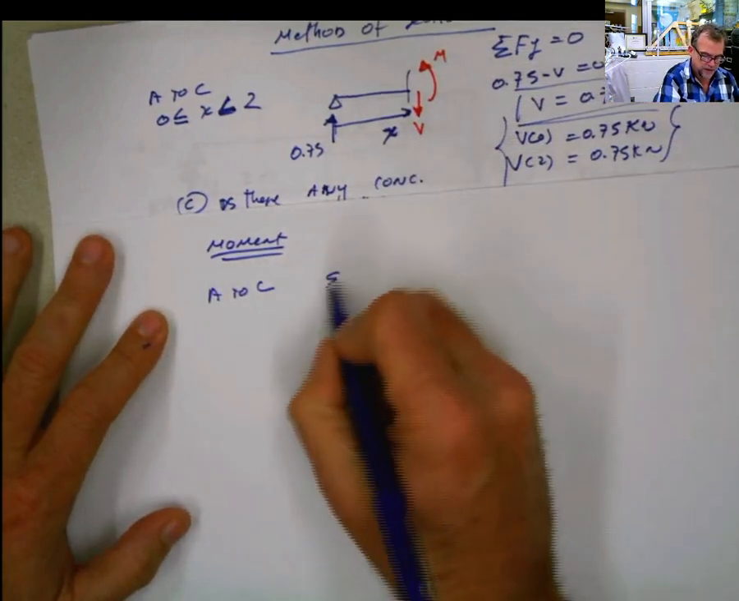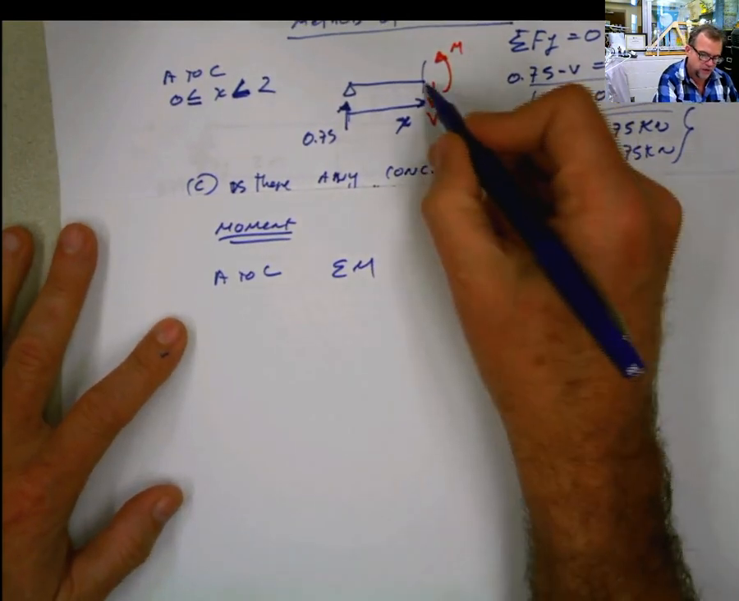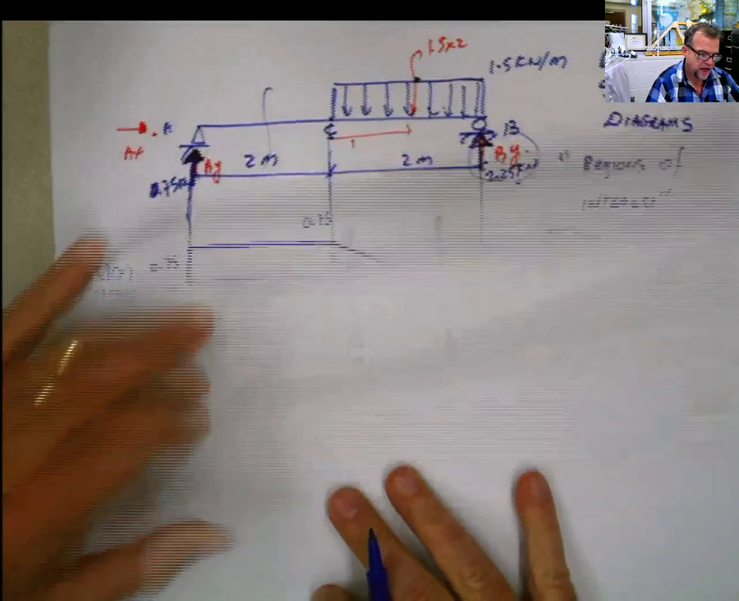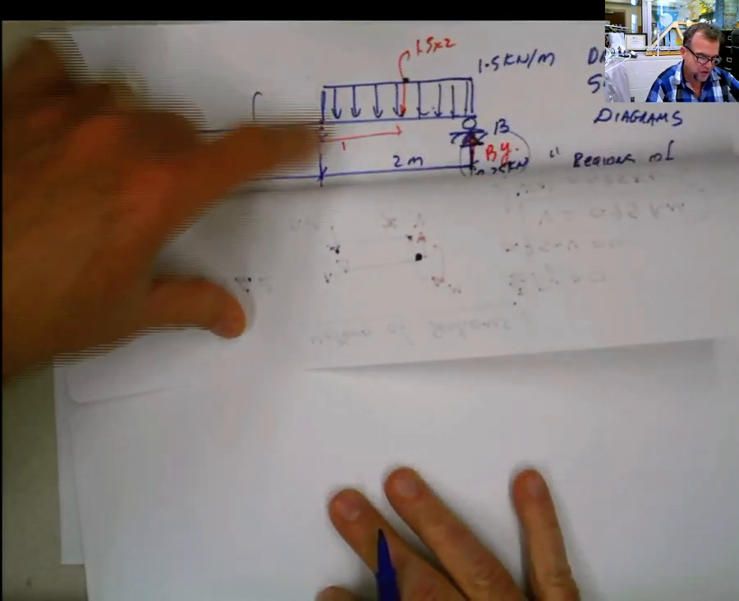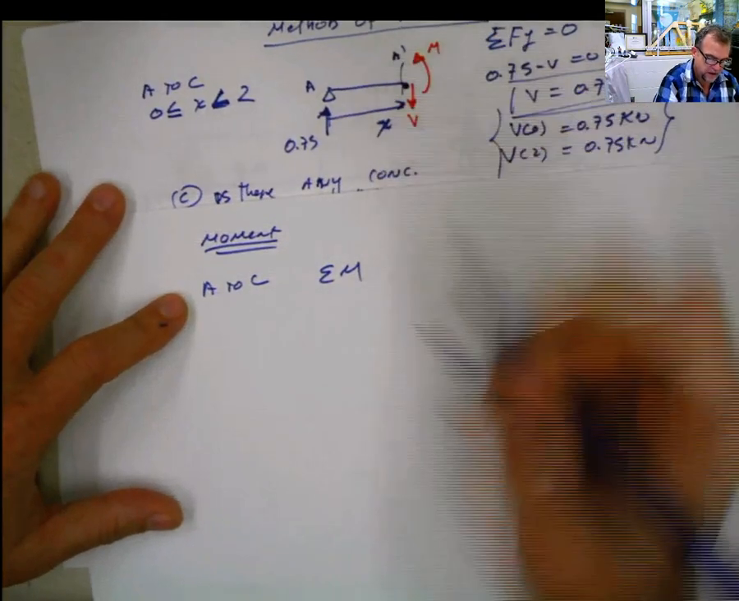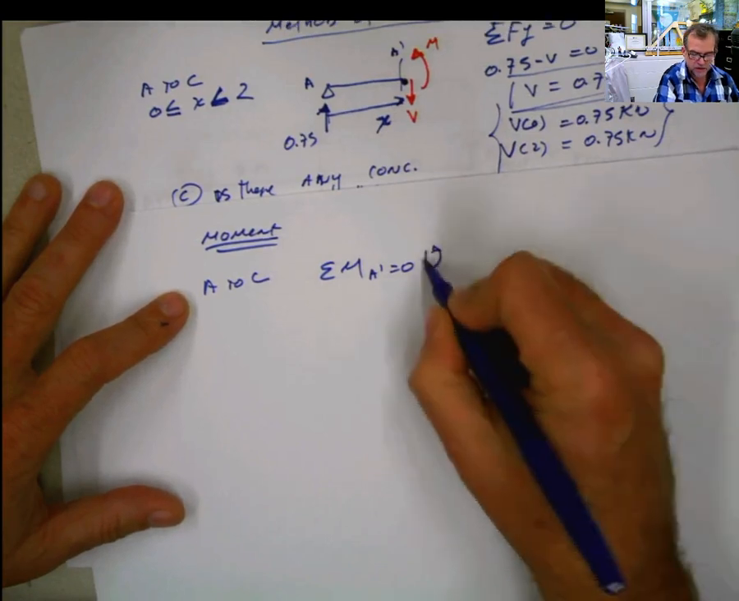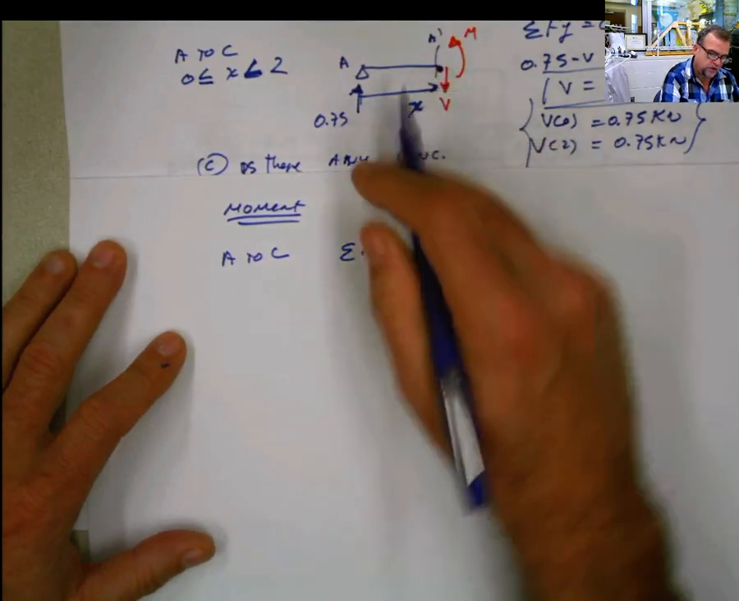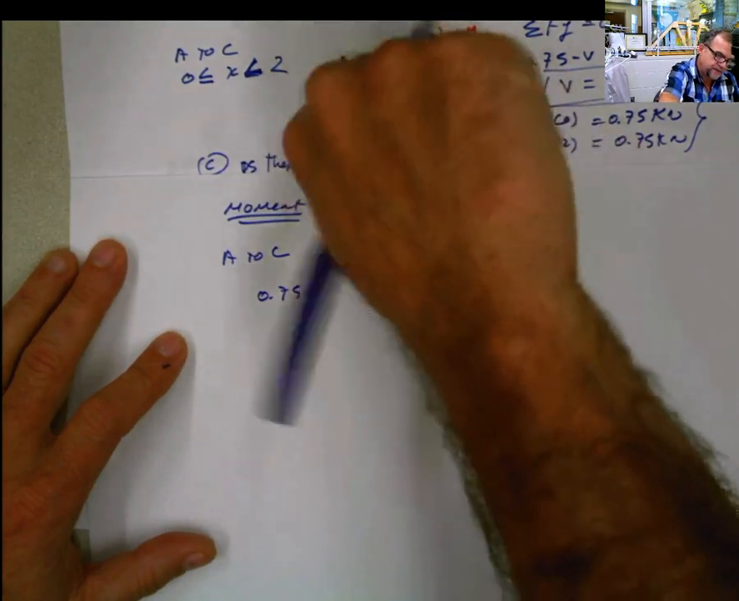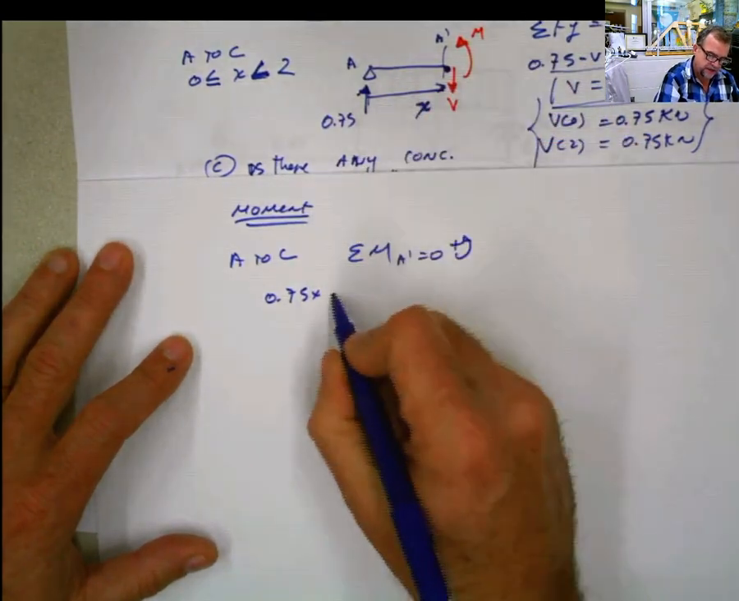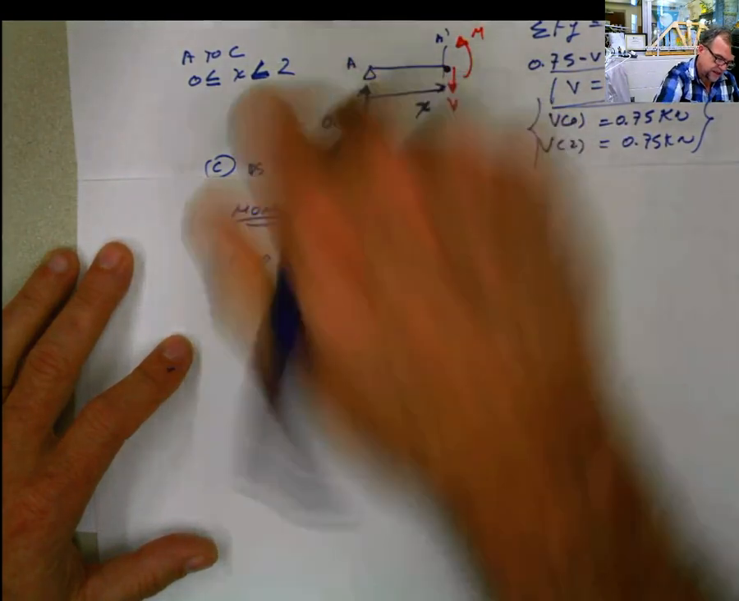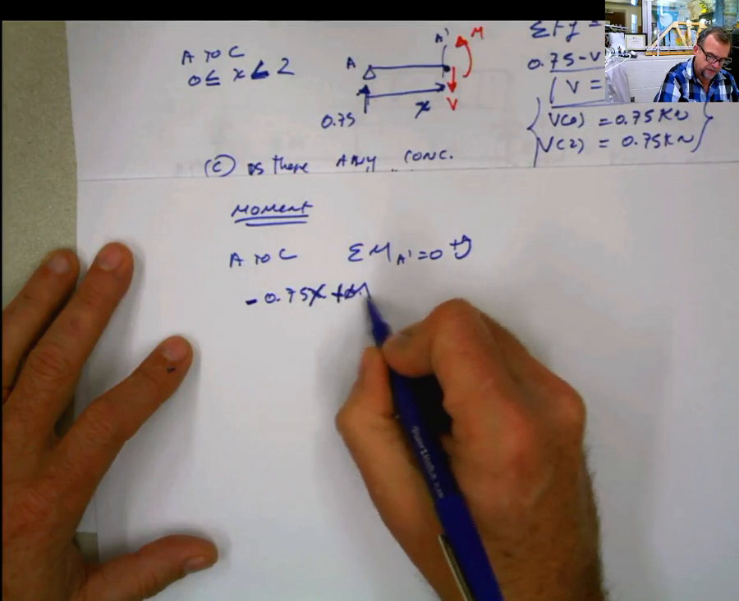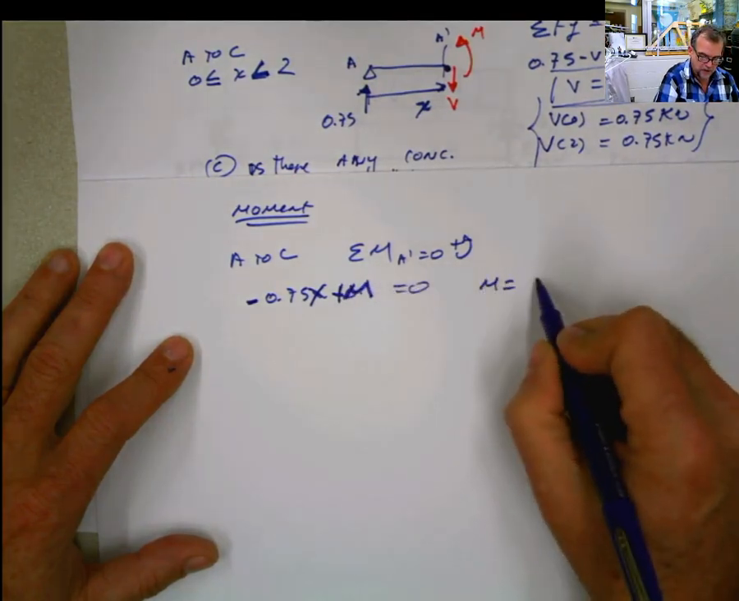And I'm going to do summation of moments. Where you do the summation of moments is up to you. I'm going to do it at this end. So if this is the point A, I'm going to call that point over there, I don't know, A prime. And I'm going to make the summation of moments at A prime equals zero. So I'm going to have 0.75 times this distance, which is x, negative that way. And this M, I don't have anything else, plus M equals zero. So M is going to be equal to 0.75x.